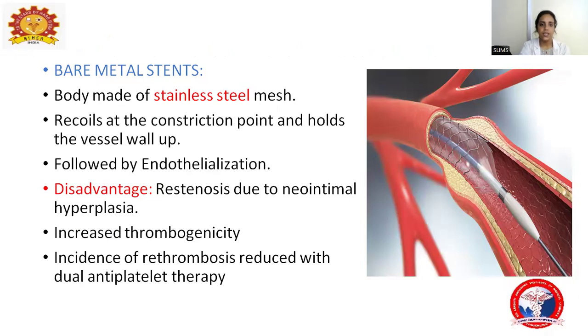Bare metal stent. The body is made up of stainless steel mesh. It will recoil at the constriction point and hold the vessel wall up. This will be followed by endothelization. The disadvantage is restenosis can occur due to neointimal hyperplasia, and there is increased thrombogenicity. Incidence of this rethrombosis can be reduced with dual antiplatelet therapy, which is aspirin and clopidogrel.